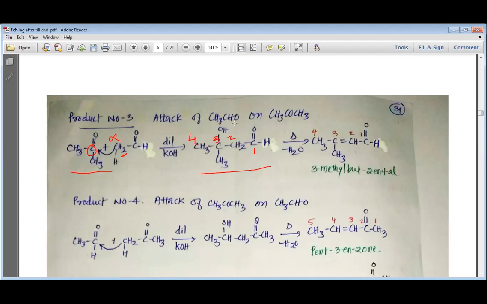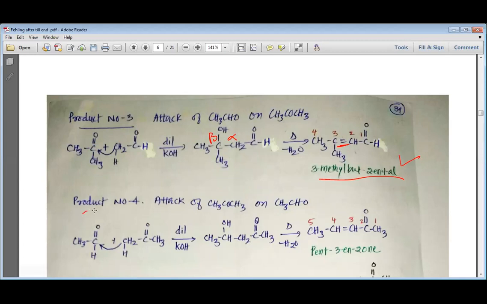Now if we give numbers in this way, the name of this compound is 3-hydroxy butanol. And when we heat it, there will be alpha beta unsaturation. So this is your alpha carbon, this is your beta carbon. That is why alpha beta unsaturation takes place, and there will be a double bond between these two carbons. And finally, you get 2-methyl but-2-en-1-al. This is how you get the final product.